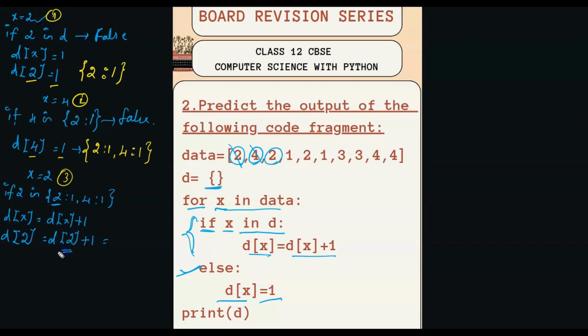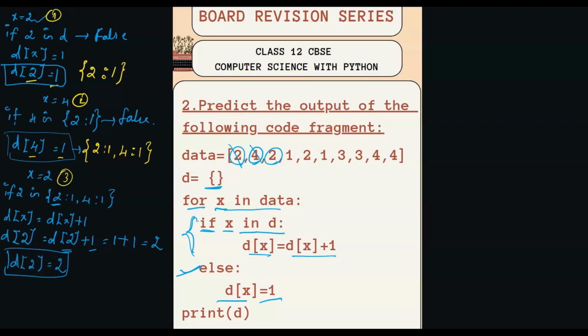So what is d of 2? We already know that the current value of d of 2 is equal to 1, as you should see on the first iteration. Substituting the value of d of 2 here, that is 1 plus this 1 is equal to 2. Now the current value of d of 2 is 2. Let us make a box for this. d of 2 is equal to 2.